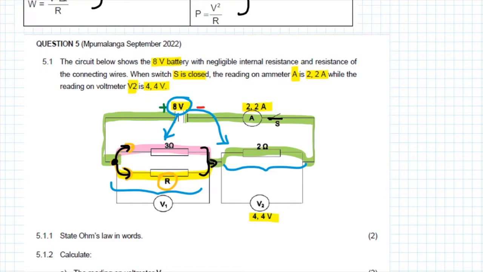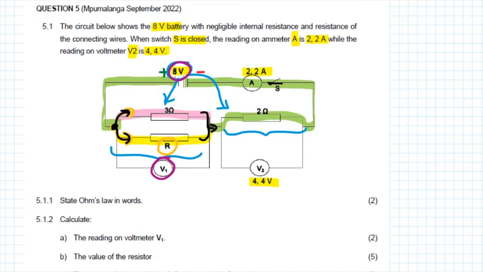A big mistake that a lot of my learners tend to make is to assume that the potential difference on the battery is equal to that measured across the parallel connection. But that is not the case when we have a combined circuit.